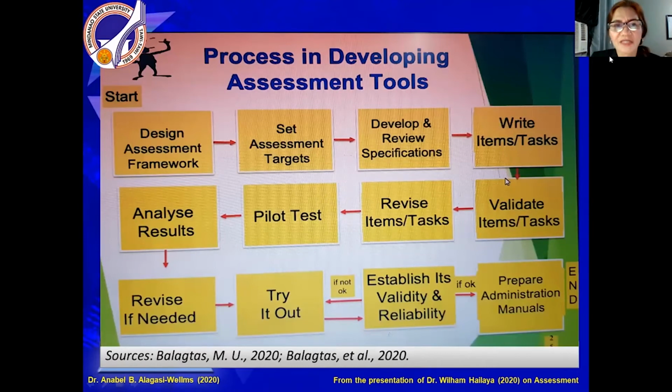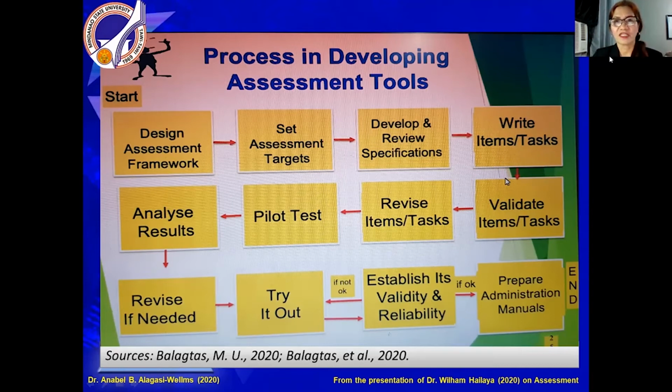Let's look at the process in developing assessment tools. We start by designing the assessment framework, and then we set targets. That's the second. So we design, and then we set targets, and then we develop and review specifications. How do we do this when we prepare a test? We sometimes do a table of specifications because we would like to know if your target is on the 4 skills. So we have to do a table of specification. How many items for listening, how many items for speaking, how many items for reading, and how many items for writing. So you have to develop and review the specifications of your test. And then you write the test. You give the task. And then validate it, whether your test measures what it intends to measure. And then you revise the test items, and then you pilot test it. If you're using a standard test, you don't have to pilot test.